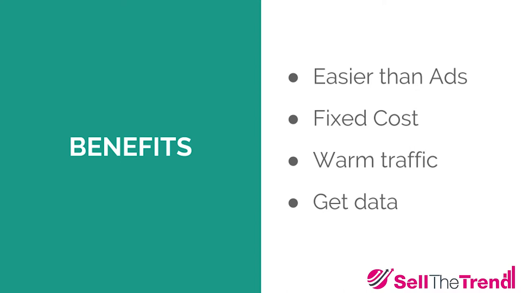What you're doing is you're feeding your Facebook pixel with data about all the visitors that are going to be coming to your store from these Instagram or Twitter posts. You are feeding it with data that will be useful later on once we move into the Facebook ads. So starting with influencers is a great way to start.